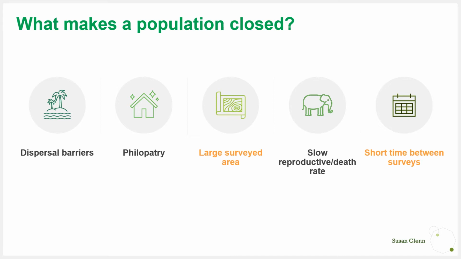So if I'm going to estimate the mouse population in the park, I could put my surveys a week apart, and I'm not going to have a lot of births and deaths between those weeks. So having large survey areas and short time between the surveys are the most common ways of meeting these assumptions.